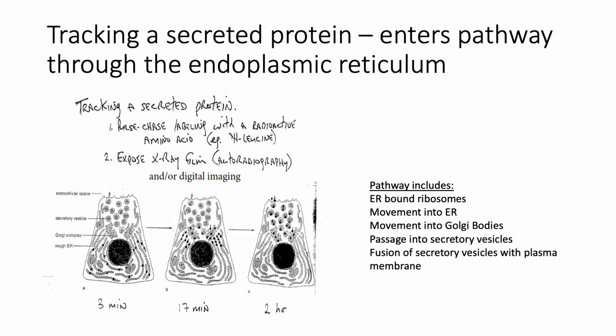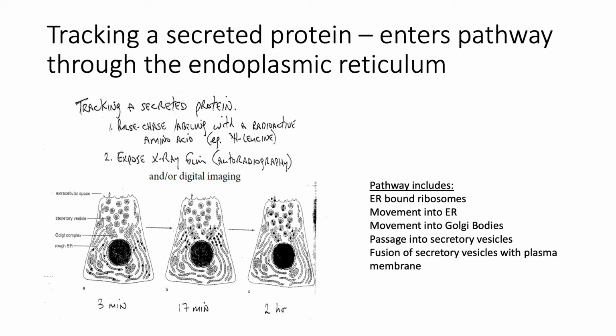And then after an additional time, after 2 hours, what you see is they have left. There's no radioactivity in the ER. There's still radioactivity in the Golgi, but now you have a lot in the vesicles, and in fact you can see some up at the top fusing with the cell membrane and being released to the extracellular space.